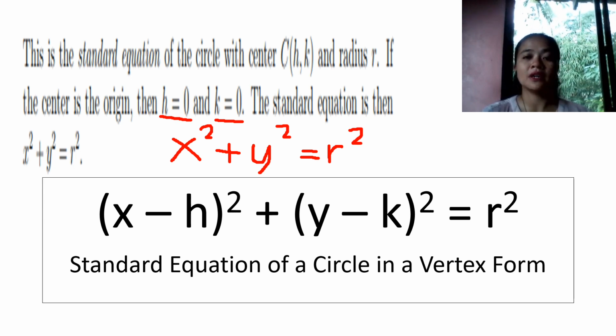But if the circle is not centered at the origin, we will use the standard equation of a circle in vertex form to easily identify the center and radius of the circle.